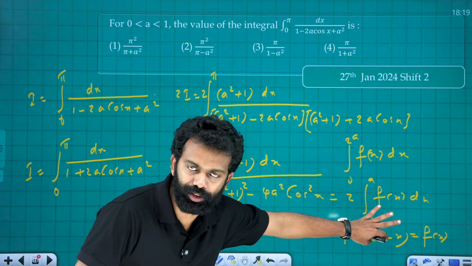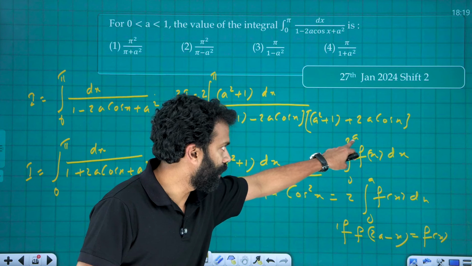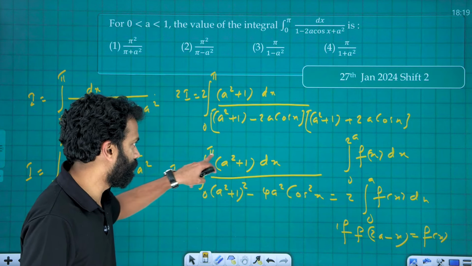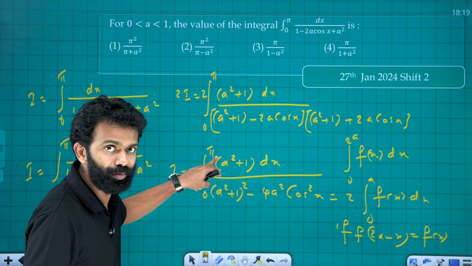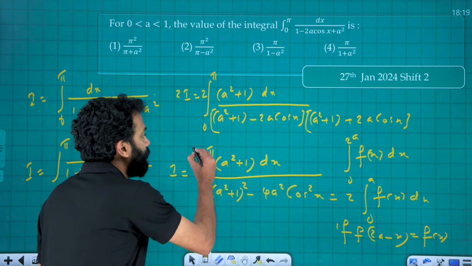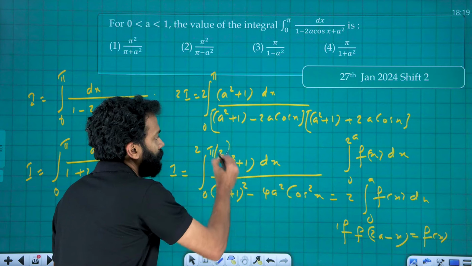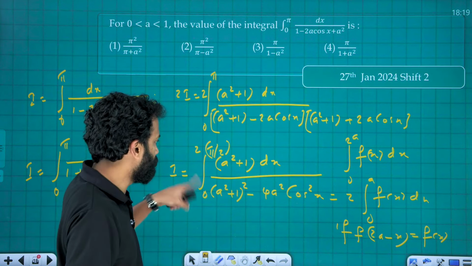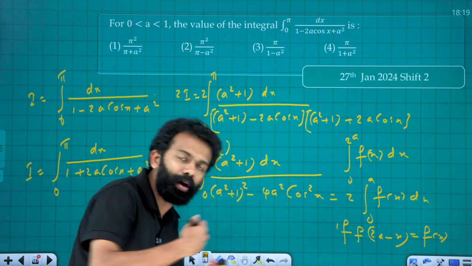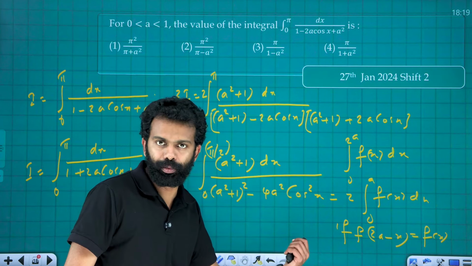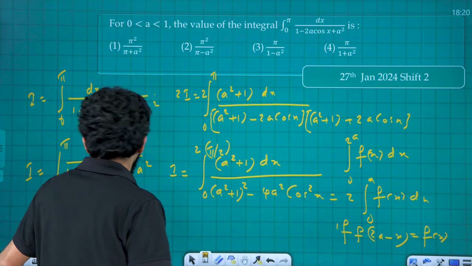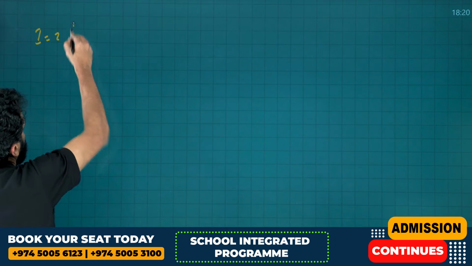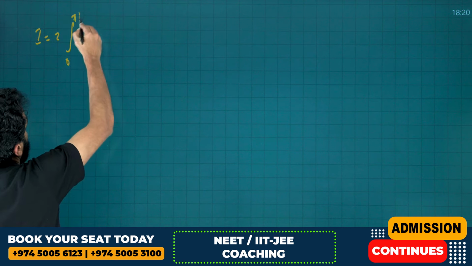Therefore this is satisfied, so we can take 2 from the upper limit. The upper limit can be rewritten as 2 pi by 2. Since it is satisfied, we can pull out the 2 over here. Therefore it becomes 2 times the integral from 0 to pi by 2. Only then we should go for the method which we discussed before. And it will be I is equal to 2 times the integral from 0 to pi by 2.